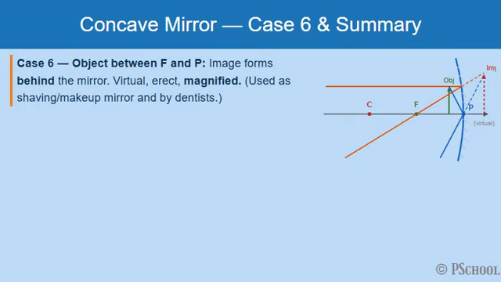Ray 2 travels from the object to the pole and reflects. This ray also diverges. Extending both rays backward behind the mirror, they meet at a point behind the mirror. The image is virtual, erect, and magnified.